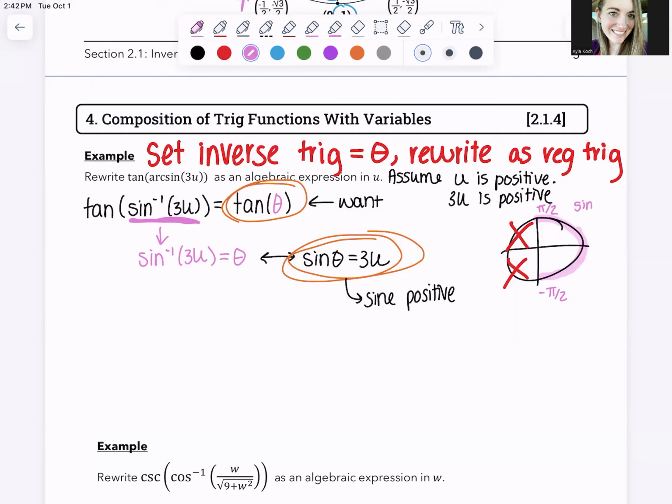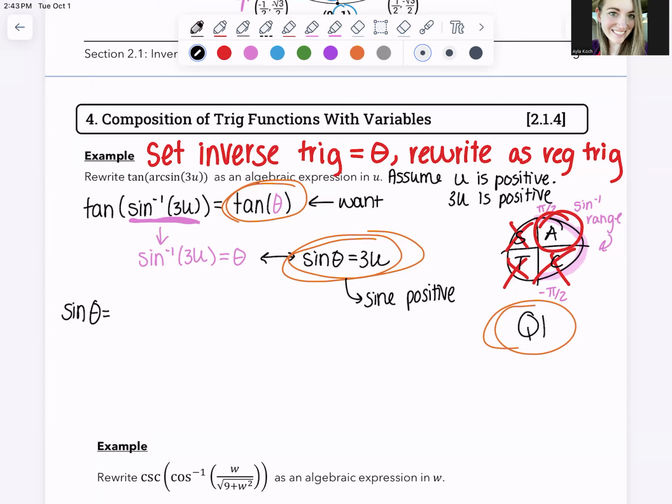I'll make this the sine inverse range. That's what we're looking at here. And we're saying that sine is positive, so it can't be in quadrant 4 because all students take calculus. Sine is negative in quadrant 4, so we are in quadrant 1. And that's what always happens with these variable problems. You'll end up in quadrant 1, which is the nice thing. So we're in quadrant 1, sine of theta is equal to 3u, and we want tangent of theta. That's what we have.